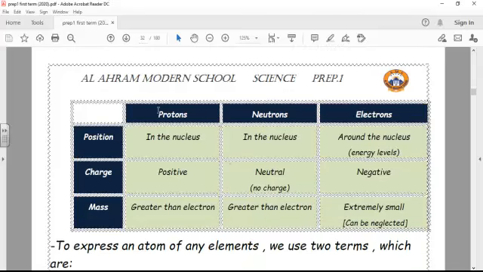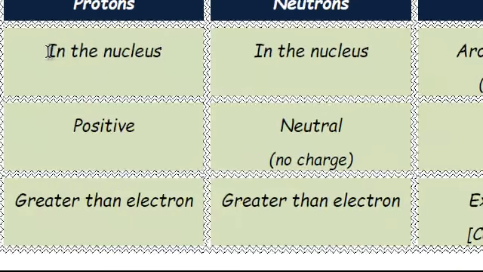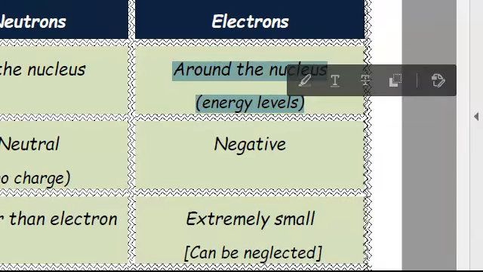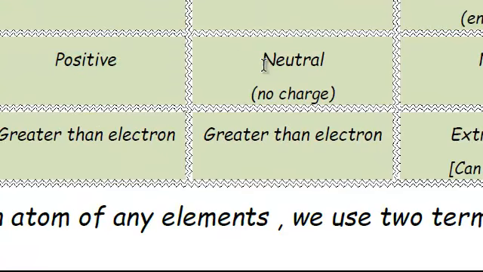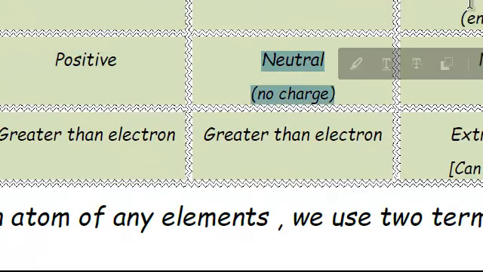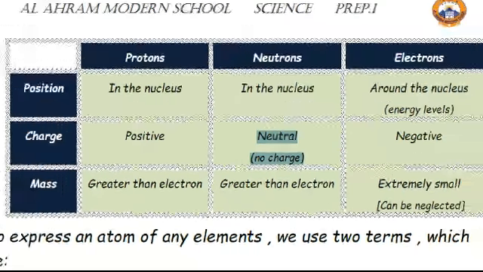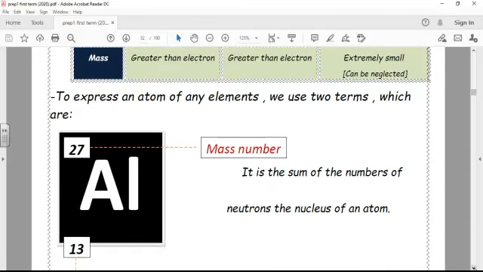Here is the comparison between protons, neutrons and electrons according to position. Protons are inside the nucleus, neutrons are also inside the nucleus, and electrons are around the nucleus in energy levels, or we call them shells or orbits. The charge of protons is positive, the charge of neutrons we call neutral or not charged, and the electrons have negative charge. As for mass, the protons have high mass, and the neutrons also have high mass compared with the electrons, and the mass of electrons can be neglected.